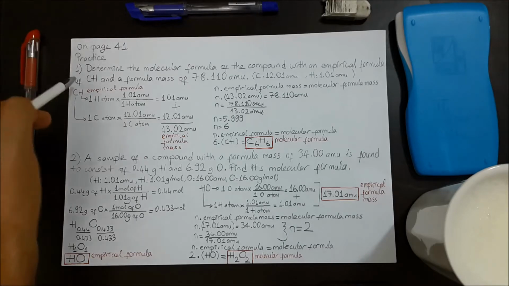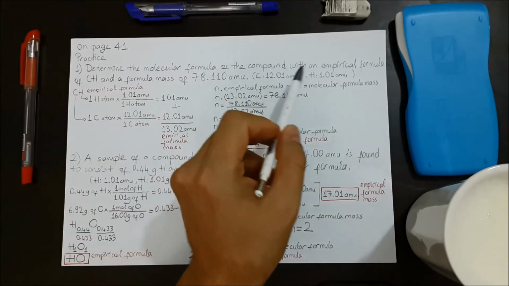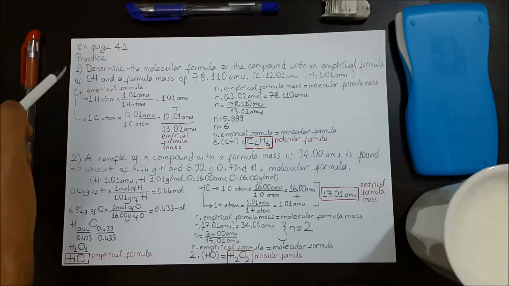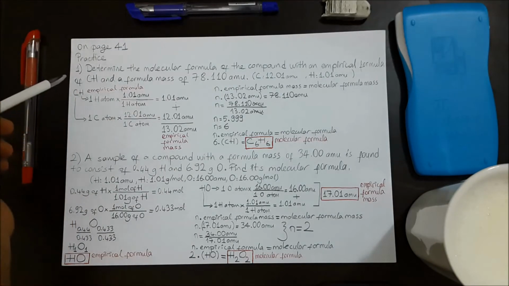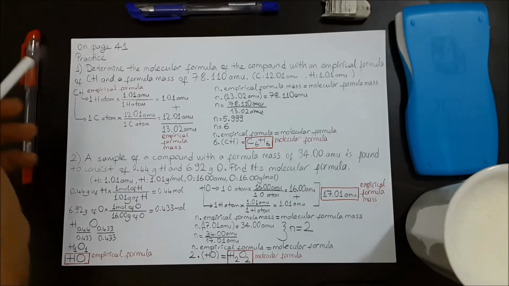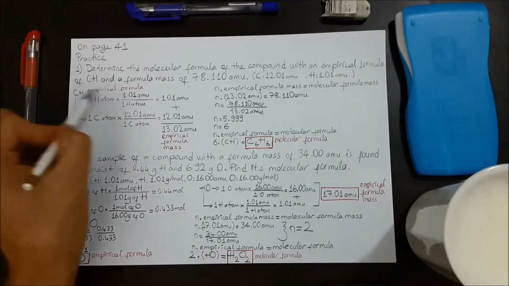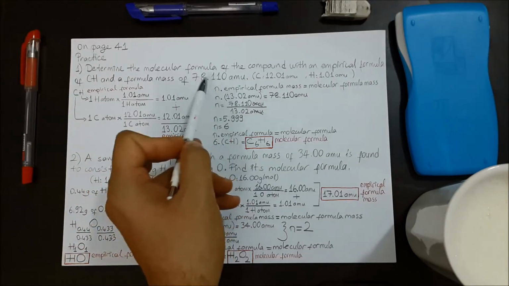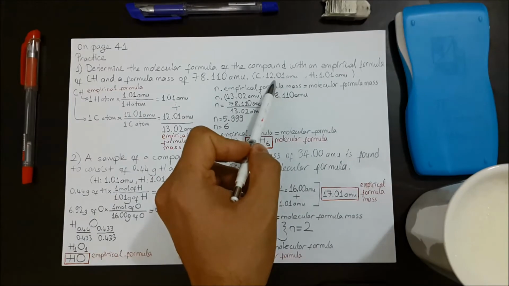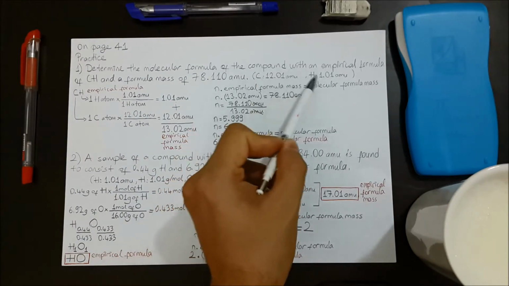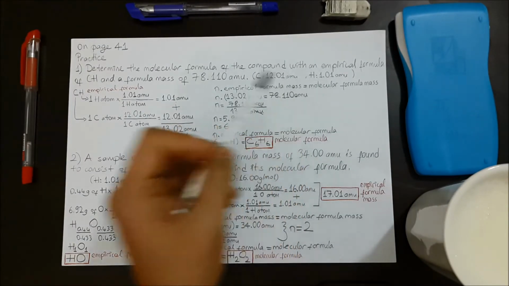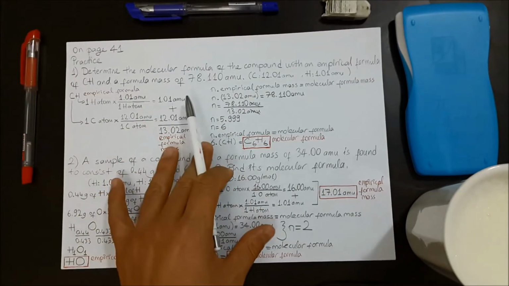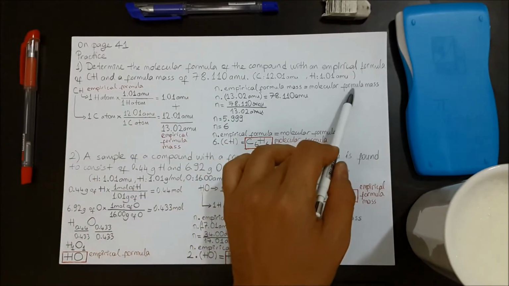Let's read it. Determine the molecular formula of the compound with an empirical formula CH. Here we have a given. The empirical formula of a compound is given. It is CH. We write CH is the empirical formula, and a formula mass of 78.110 AMU, and also there are average atomic masses of the elements given in the question, as you see. This formula mass is known as the molecular formula mass. So I have the molecular formula mass.